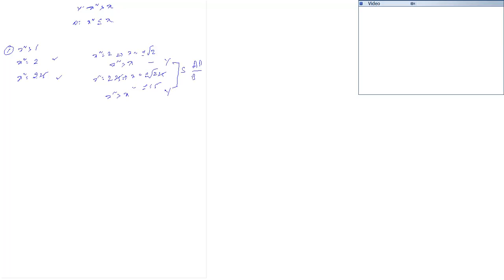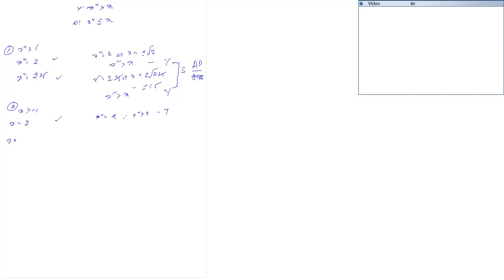When I look at the second statement, what does it say? X is greater than minus 1. So if x is greater than minus 1, I can take x equal to, let's say, 2. Then x square is equal to 4, so here x square is greater than x, so I get a yes. How do I get a no here?